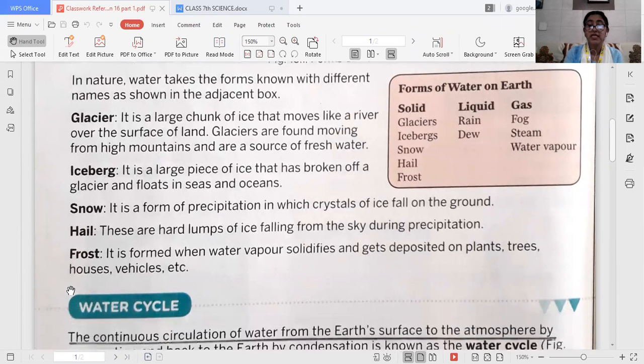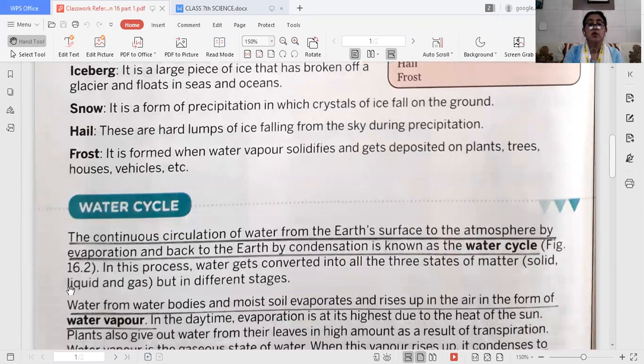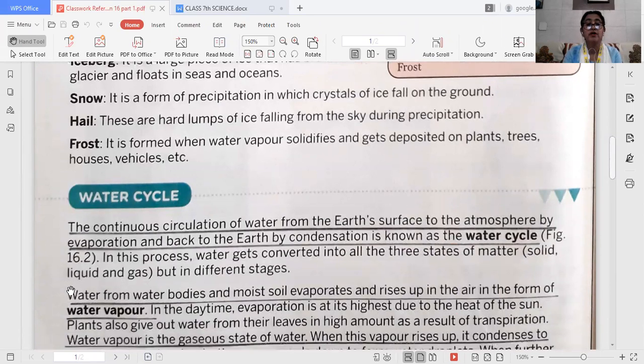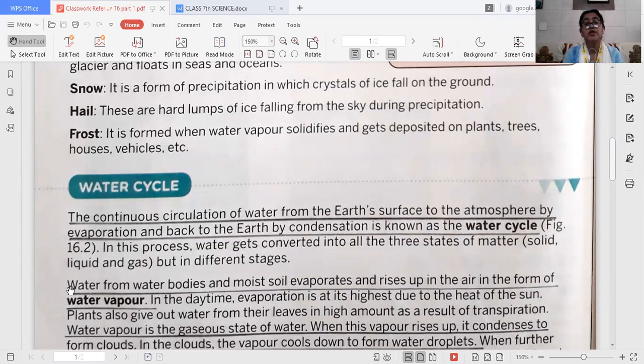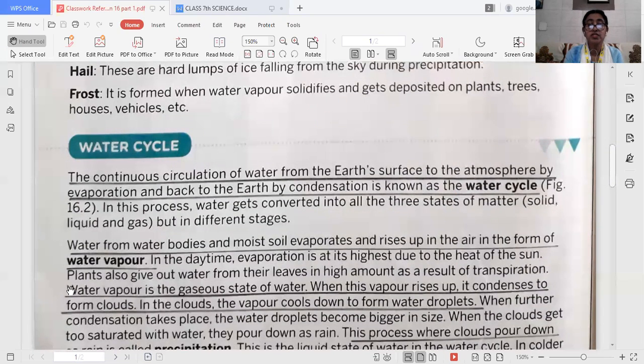Now the main thing, that is the water cycle: the continuous circulation of water from the Earth's surface to the atmosphere by evaporation and then coming back to the Earth by condensation. It is known as the water cycle. And in this process, again, we can see the water gets converted into all three states of matter, means solid, liquid, and gas, but in different stages.